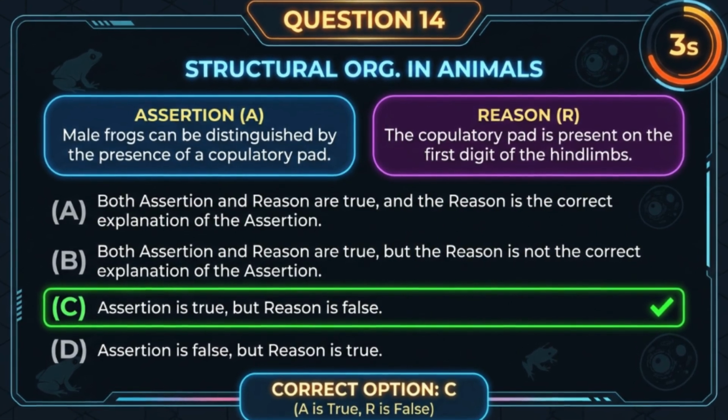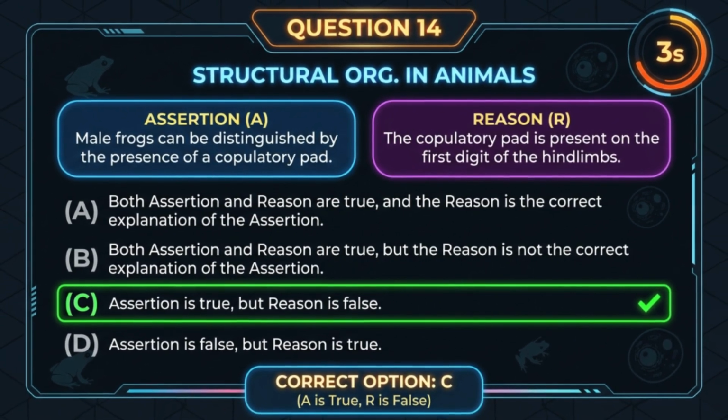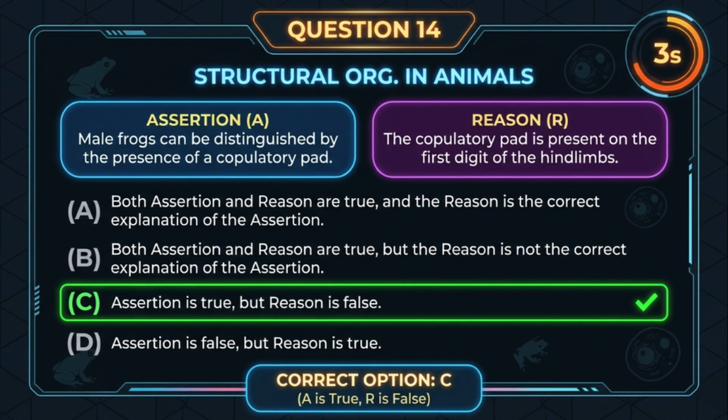Structural organization in animals. Assertion A: male frogs can be distinguished by the presence of a copulatory pad. Reason R: the copulatory pad is present on the first digit of the hind limbs. 3, 2, 1. Watch the limbs. Male frogs have copulatory pads, which is true, but the pad is on the forelimbs, not the hind limbs. The reason is false. Option is C.